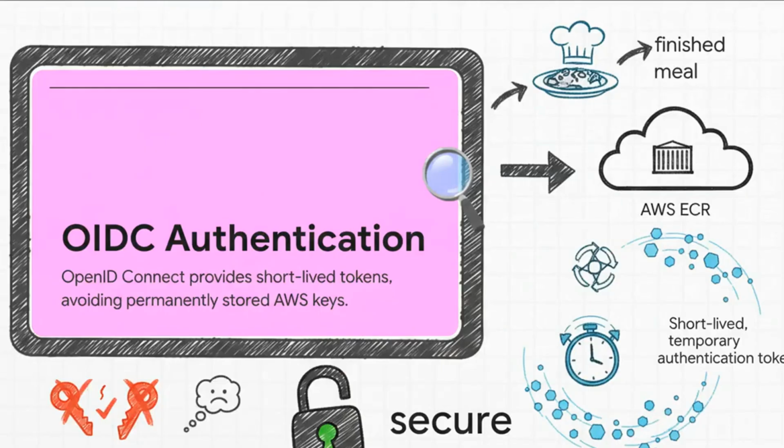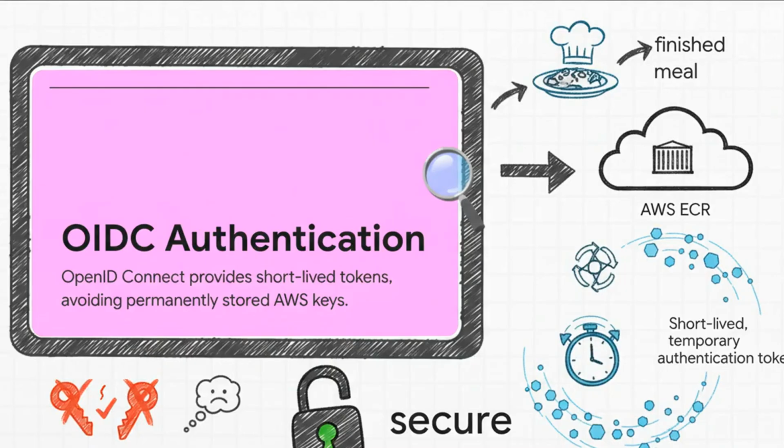Assuming our image passes the scan, we need to deliver our finished meal securely to the registry. In this case, AWS ECR, or Elastic Container Registry. But how exactly does GitHub Actions prove to AWS that it's allowed to upload? Well, the old amateur way was to create an AWS access key and just paste it into GitHub secrets. That is a massive risk if those keys ever leak.